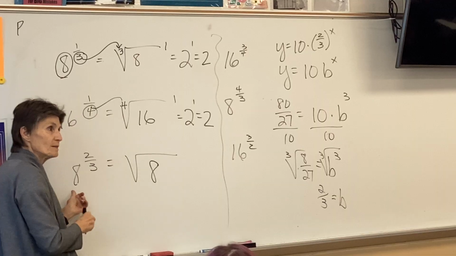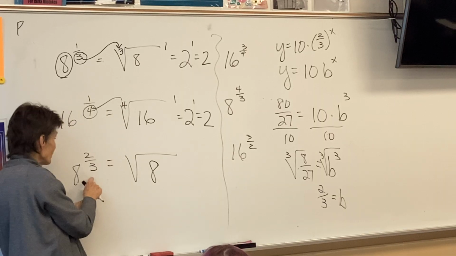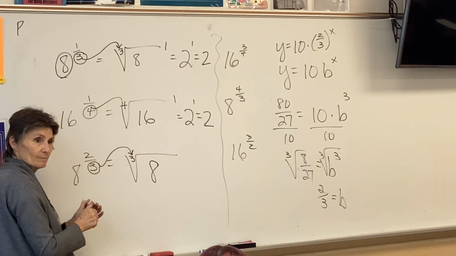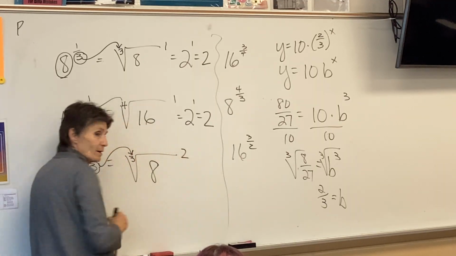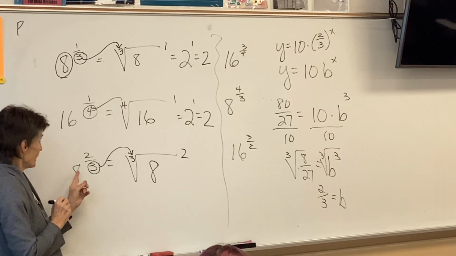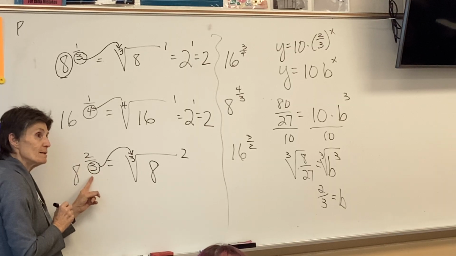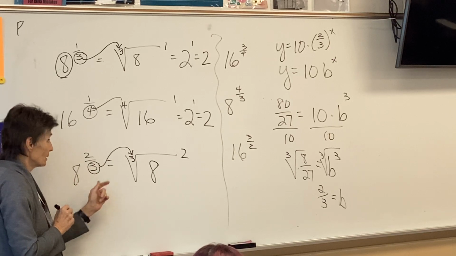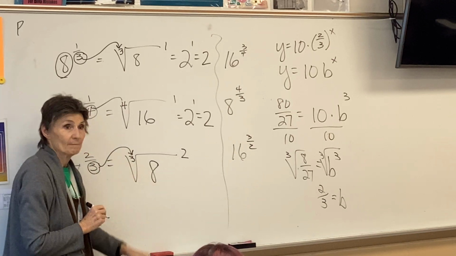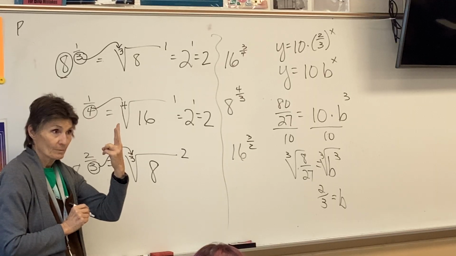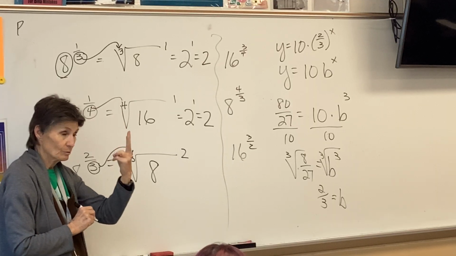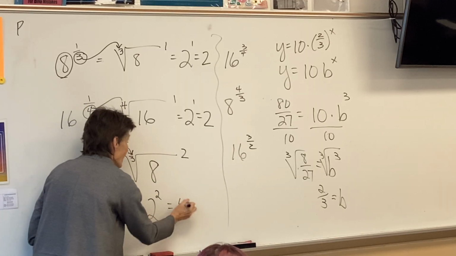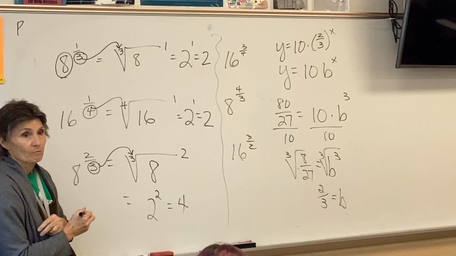All right, now what's this one? This one's a little different. This is going to be a cube root, and it's going to be squared. 8 to the 2/3 means the cube root of 8 squared. What's the cube root of 8? 2. 2 times 2 times 2 is 8. This one is 2 squared though, so the final answer will be 4.